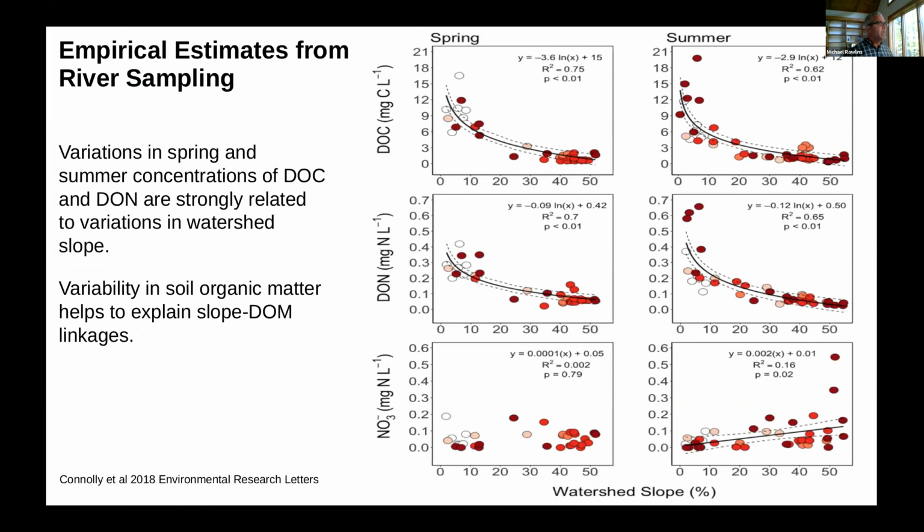As we heard yesterday, there are data that we can use from sample data; we can derive empirical estimates from river sampling. Just want to speak to the DOC concentrations in the upper panels. So for the DOC concentration, we can use these samples to give us estimates across watersheds across the North Slope of Alaska. DOC concentration is essentially a function of watershed slope. So the variability in soil organic matter helps to explain these slope-DOM linkages that we see from these data.